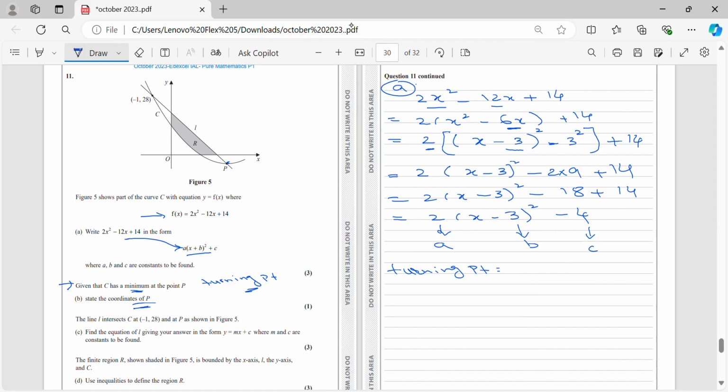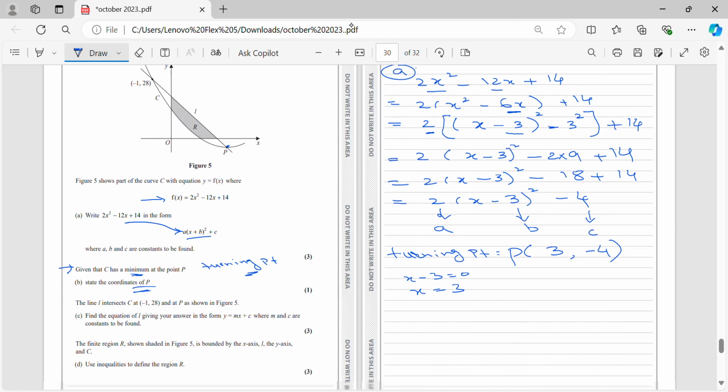Turning point here is 3, because x minus 3, and when we take the x value, we write x minus 3 equals 0, and x is 3. So the x value for the turning point is 3, and the y value, because this is outside change, we write it as it is, that is negative 4. So the minimum point, the coordinates of P, is (3, negative 4).